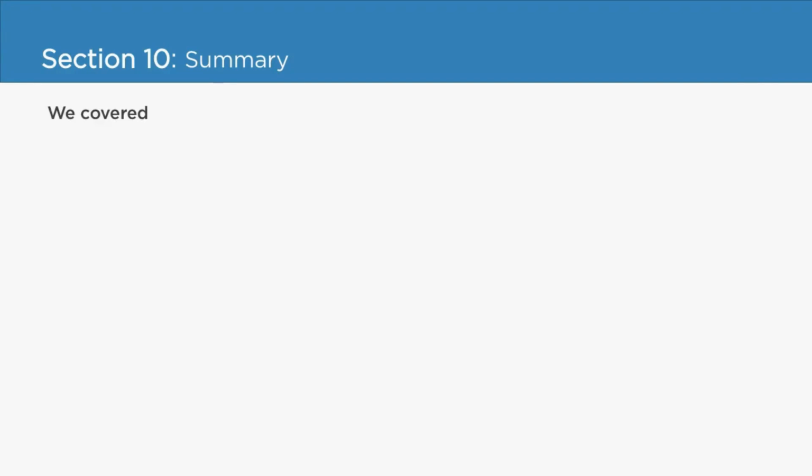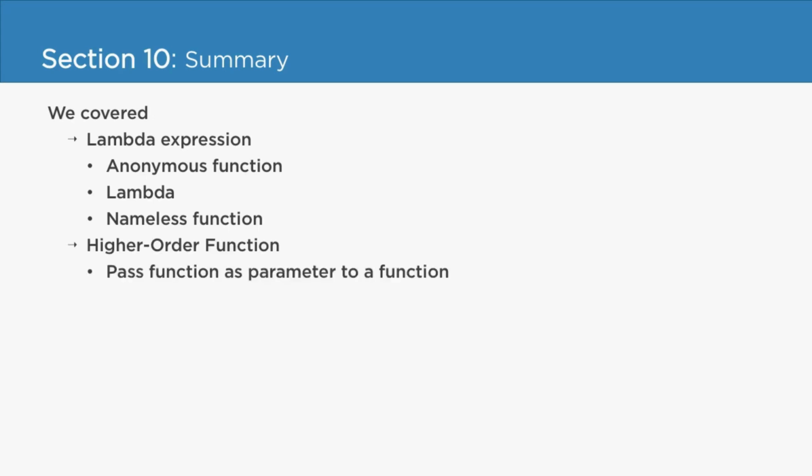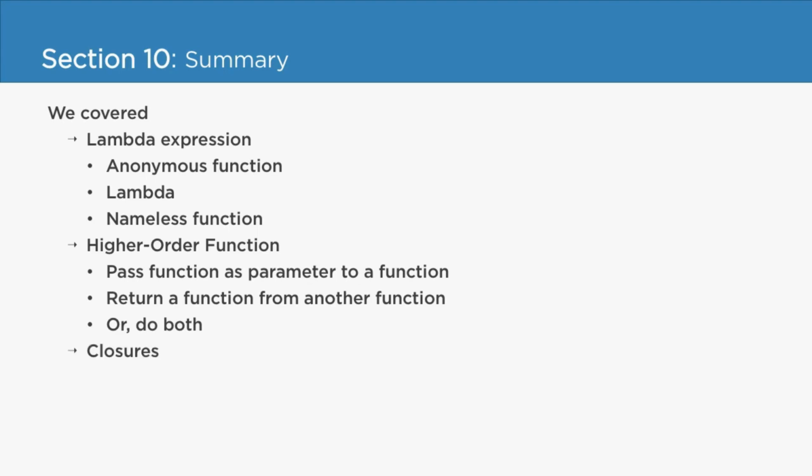So in this section we first checked out what is a lambda expression. Now a lambda expression is just an anonymous function, or you can say just a lambda, or you can even name it the nameless function, just because the lambda expression does not contain any name, but you can assign it to a variable. Then we explored what are higher order functions, that is a function where we can pass a function as a parameter, or where you can return another function, or even do both within the same function. And in the end we checked out what are closures, which is again a special kind of function.